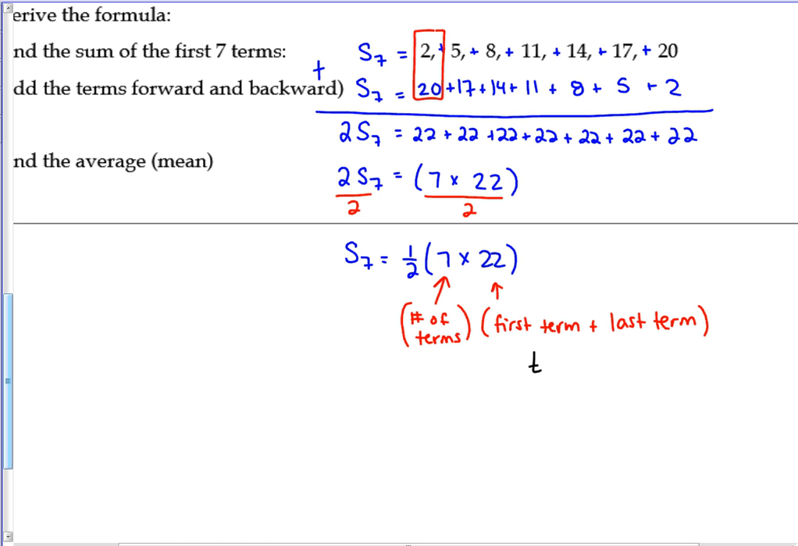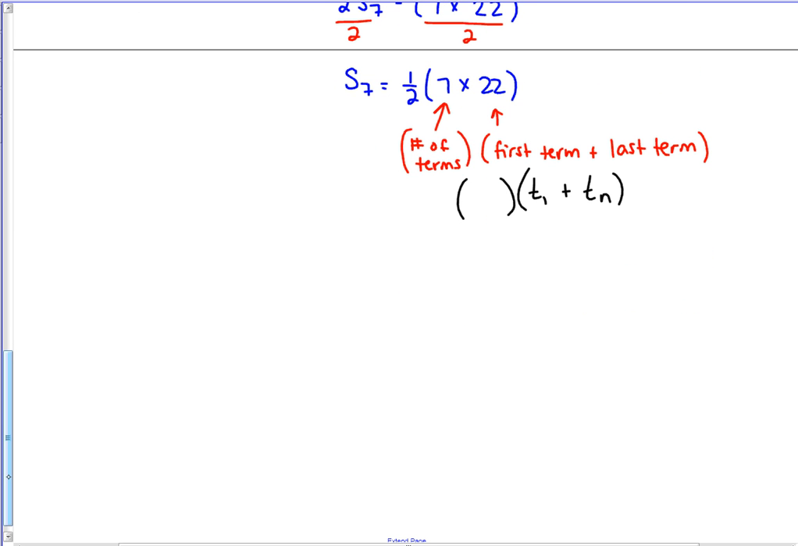T of 1. How do we write the last term? T of n. Okay, and then this was multiplied. That was the 2, 2. 7 was the number of terms. What variable is the number of terms? N. We had a 1/2. And that was equal to S of n. So that's our very first formula. Now it looks a little bit different. We'll put the n and the 1/2 together.